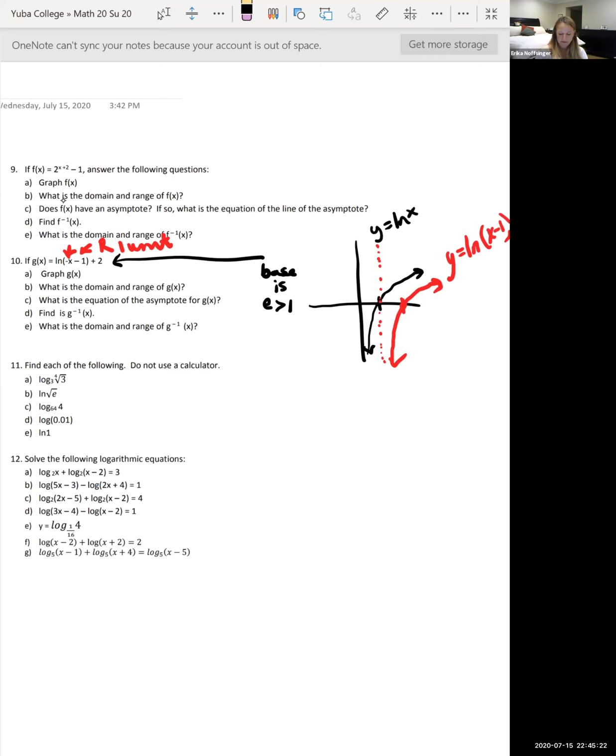That negative in front of the x changes the x value. If I'm changing my x value, that's a reflection across the y-axis. So this minus in here is a reflection across the y-axis.